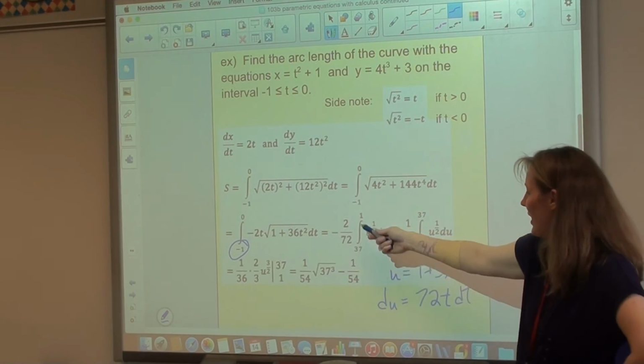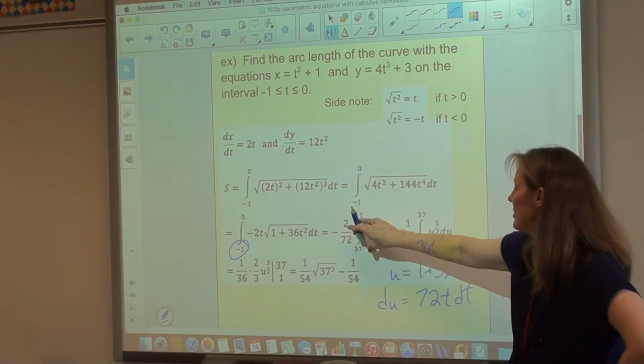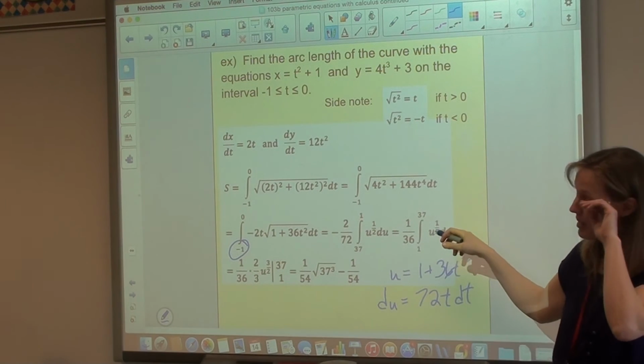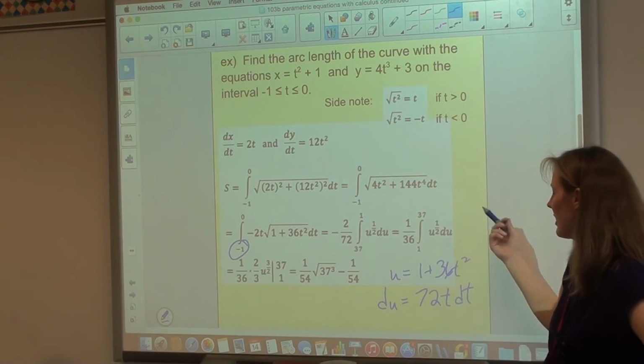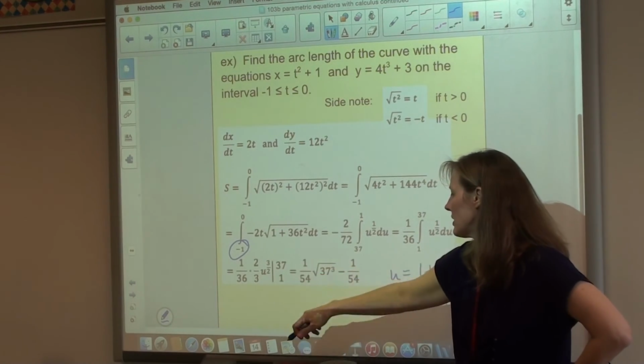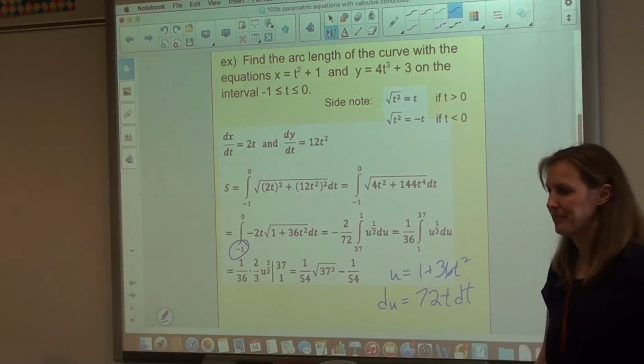Oh no, we're high and low, right? So we want to flip the limits and make it positive. So I just flipped the limits and made it positive. And then it's just a standard antiderivative: 2/3 u to the 3/2 from 1 to 37, and you're just plugging in.